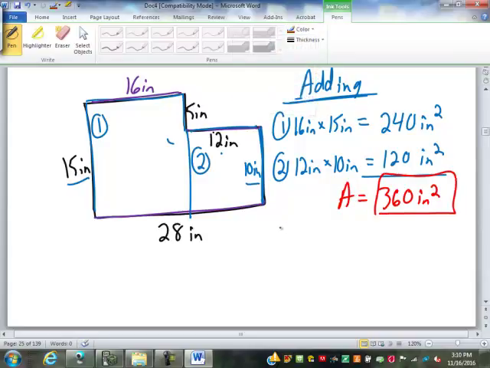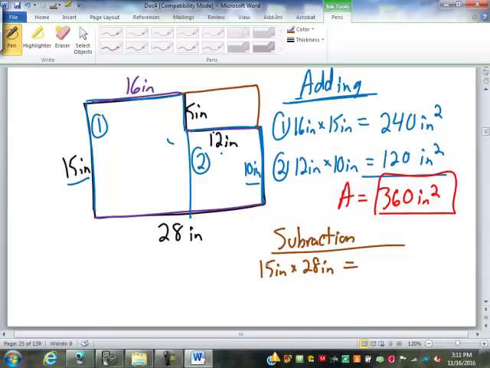The other method we could have used, rather than adding, is we could have used subtraction. What we could have done is filled this in to make a big rectangle. That big rectangle would be 15 by 28. That would multiply to give us an area of 420 inches squared. And then find the area of this little rectangle that's missing and subtract it out. That little rectangle is 12 inches by 5 inches, or 60 square inches.